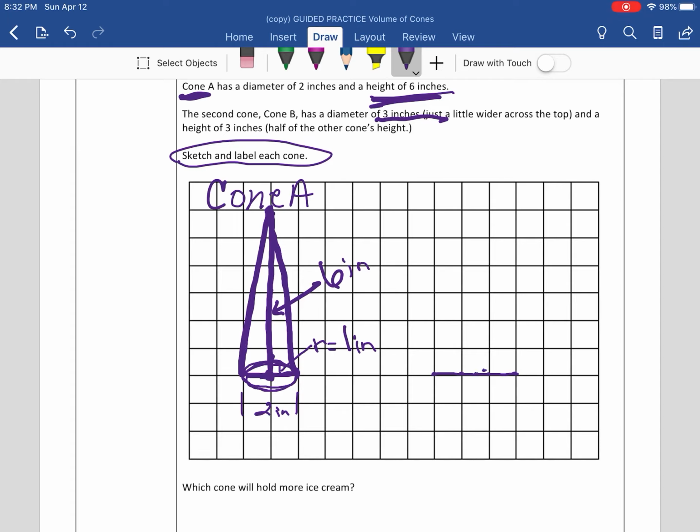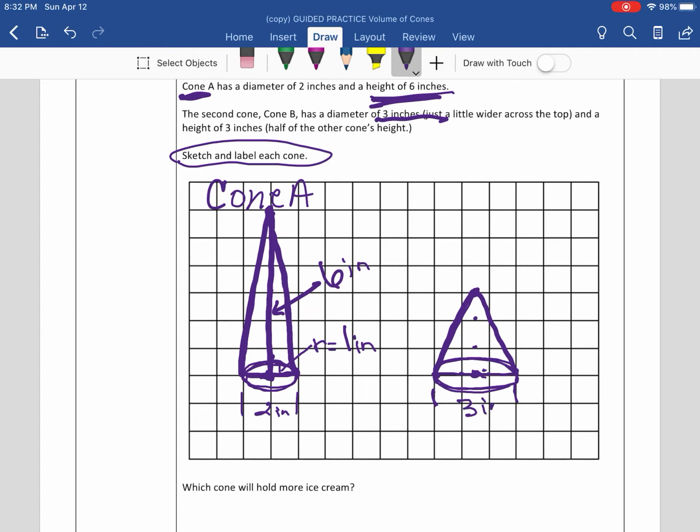So we're going to have to go in the middle, which is kind of like right here. We're going to have to go up 3 from the middle. 1, 2, 3. There would be our vertex. So we can make our circle, our base. There we go. And then come down from our vertex. There we go. And then we know here's the middle of our circle.